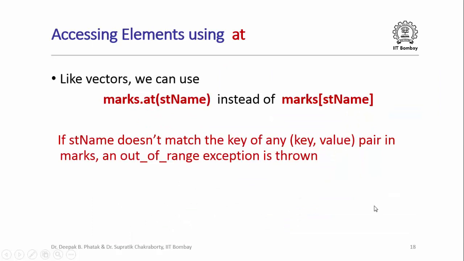Well, just like for vectors, I can also access elements of a map using the at member function. So I could say marks.at(stname) instead of marks[stname]. And just like we had seen for vectors, there is a subtle difference between accessing an element in these two ways. For example, if stname doesn't match the key of any key value pair in marks, when you use the at member function, an out of range exception is going to be thrown, whereas over here an out of range exception is not going to be thrown.